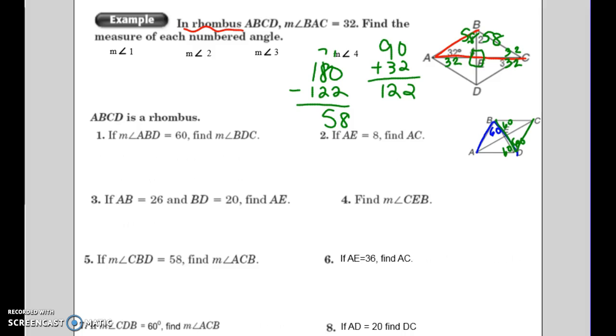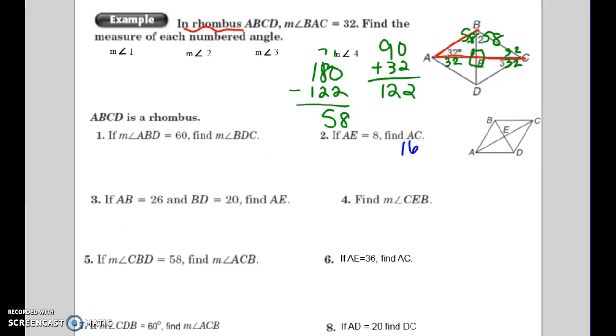Okay? Now, if AE is 8, how big is AC? Well, how big would this little piece right here be? 8. So how big is AC? 16. Remember, these bisect each other, right? So AC would be 16. Excellent. Here's the one that's a little more difficult. You have to think outside the box a little bit.